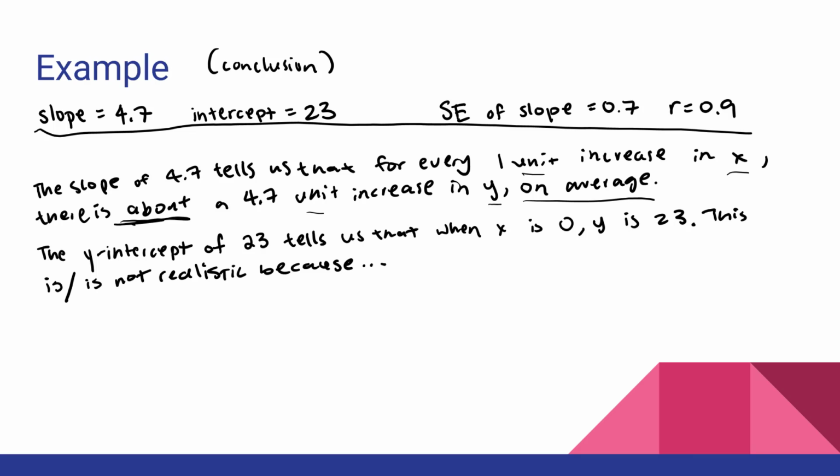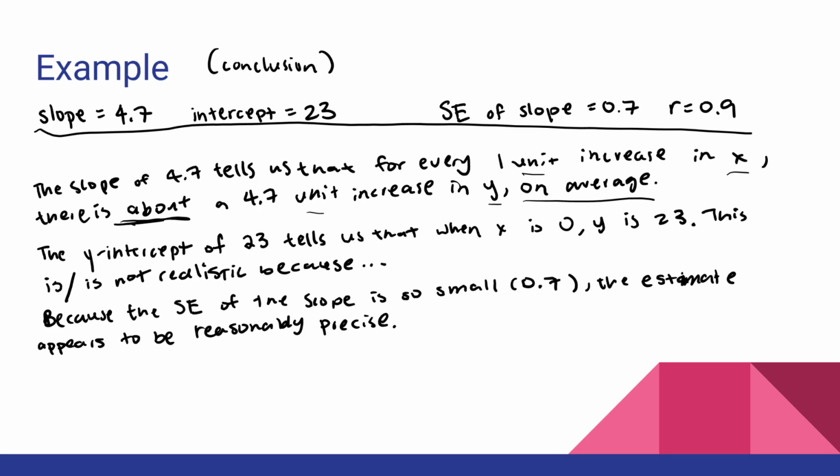So you can say something like this: because the standard error of the slope is so small, it's 0.7, the estimate appears to be reasonably precise. And then finally we have our r value. We can use either our r value or our r squared value. I personally like to go with the r squared value.